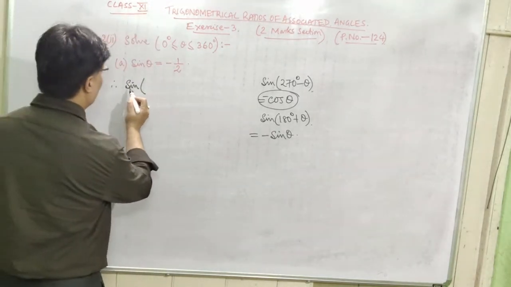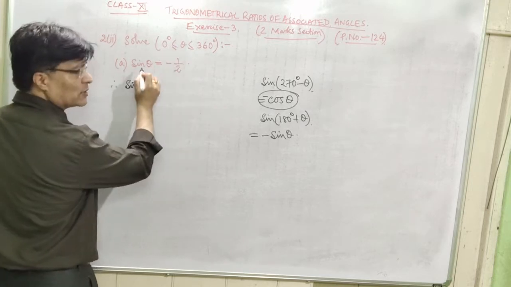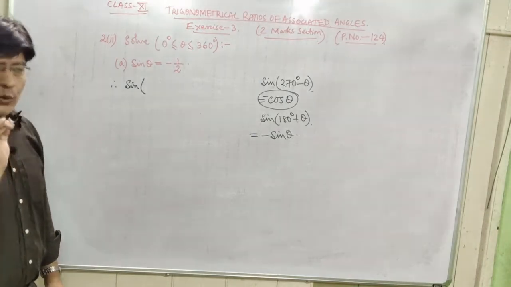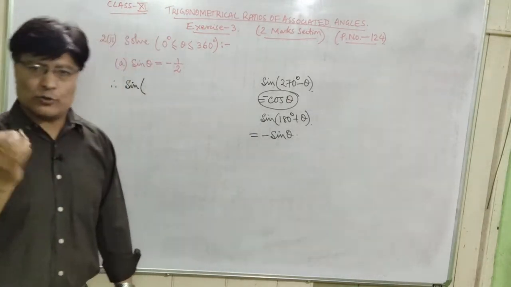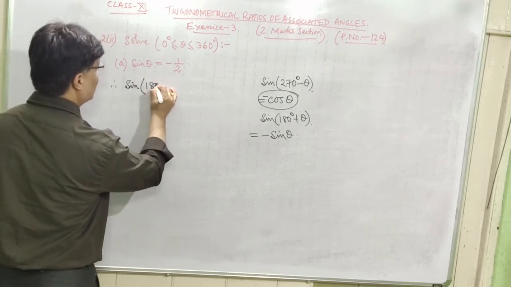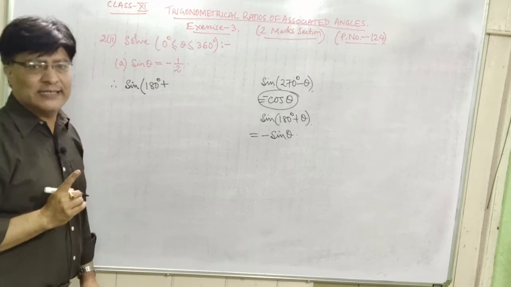So now, since this theta lies in the third quadrant, because sine theta is negative in the third quadrant as well as in the fourth quadrant, let us find out the angle in the third quadrant first. So you can write sine of 180 degrees plus theta. What will be the value for theta in this case?